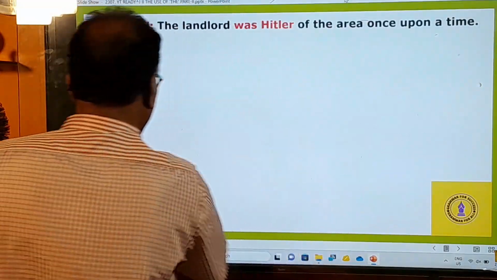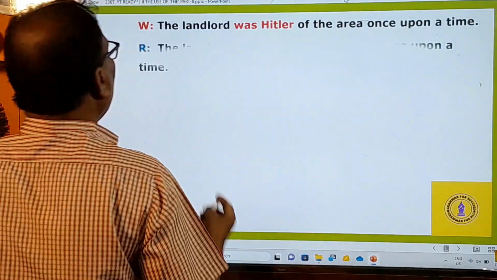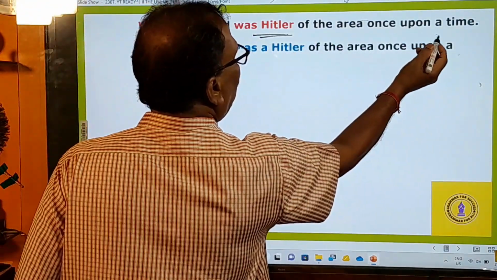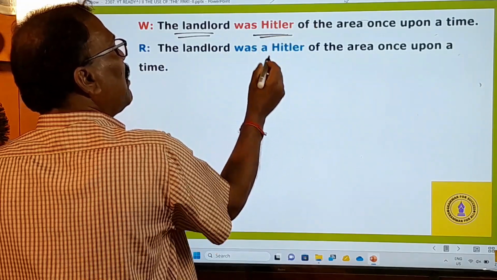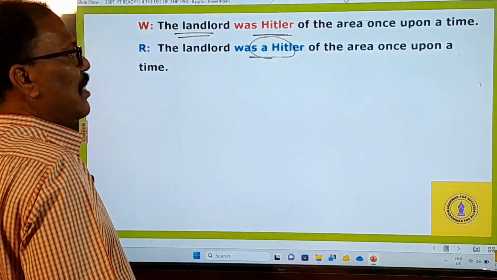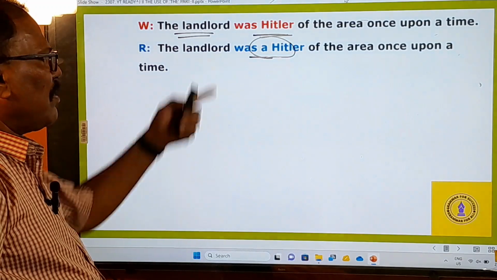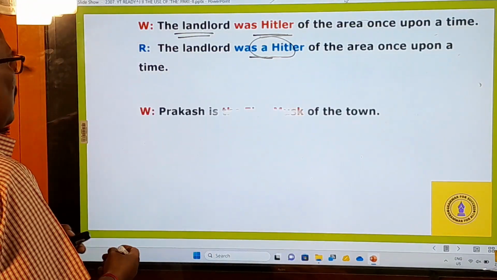And examples for this rule. The landlord was Hitler of the area once upon a time. The landlord was Hitler. Don't say simply Hitler, say a Hitler of this. Okay, if you have understood the rule, you can easily understand these wrong and right sentences.